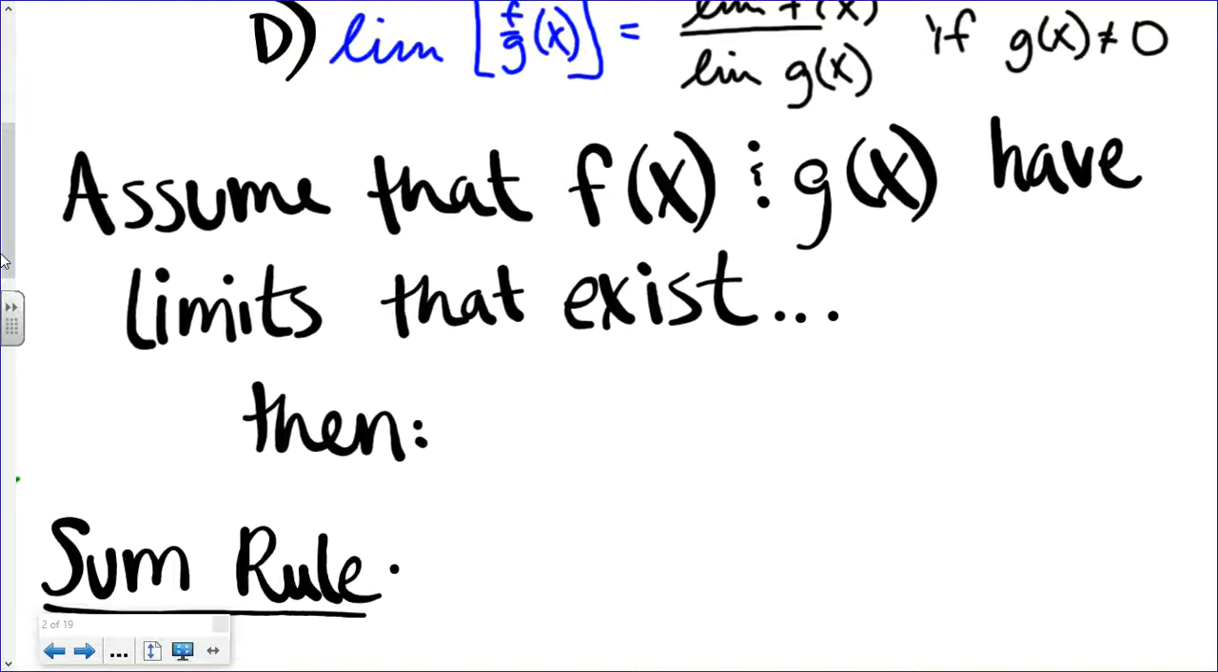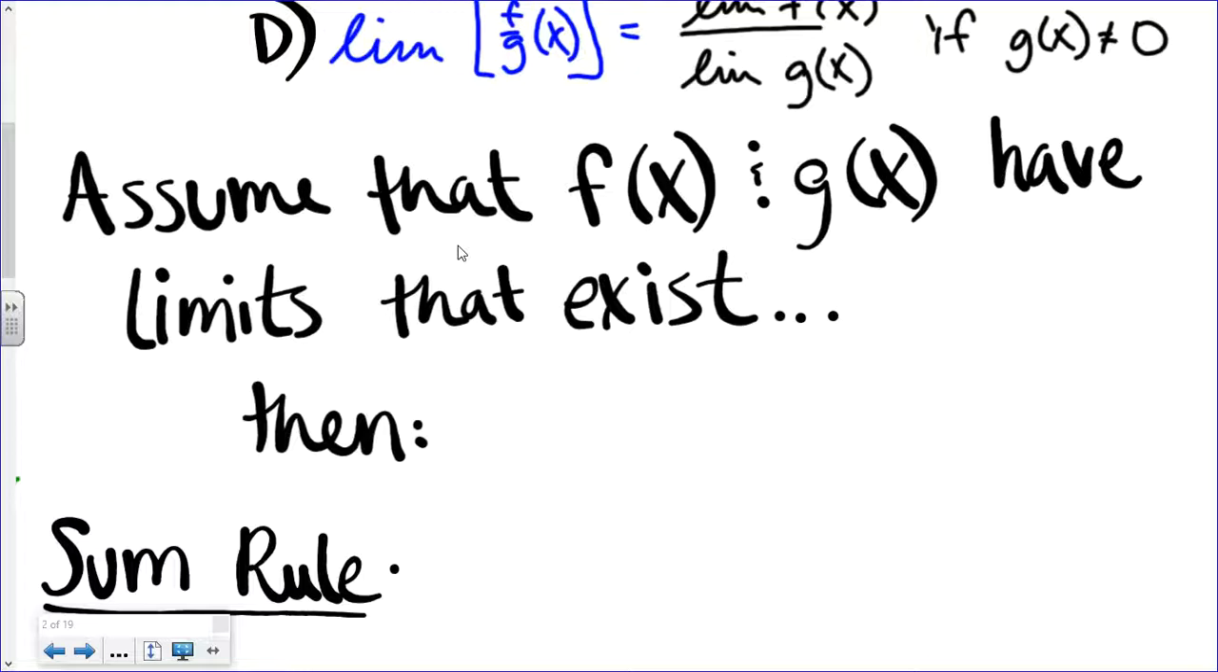You have to assume that these limits exist. We know what it's like to have a limit that does not exist. If it doesn't exist, then none of this applies. It has to exist in the first place.